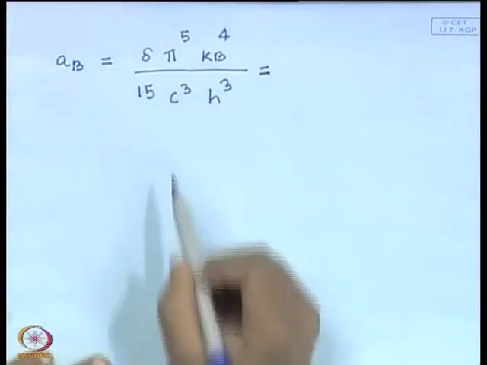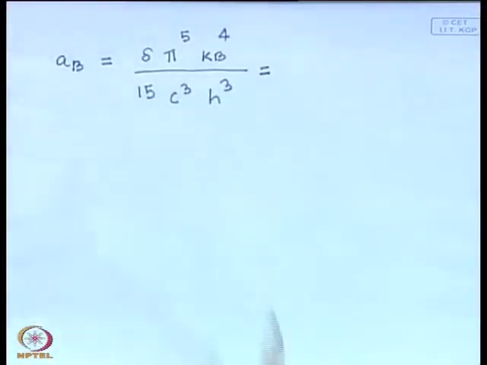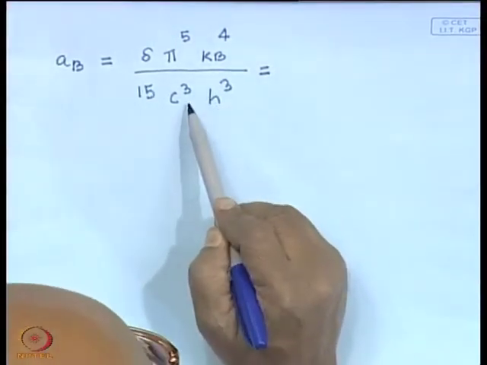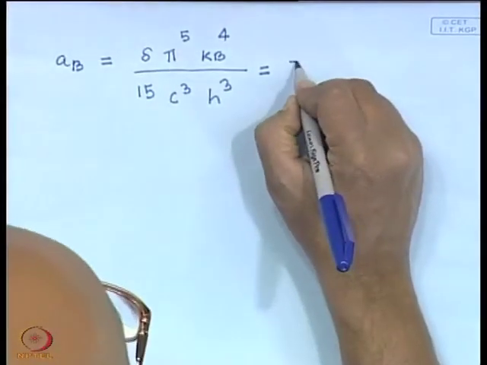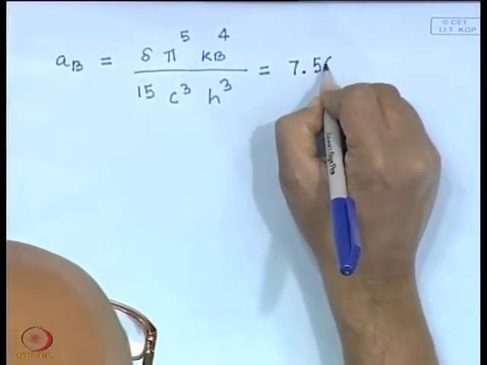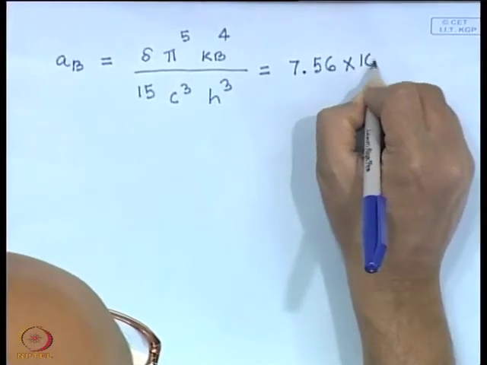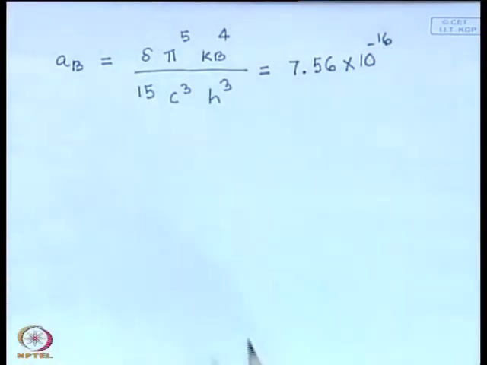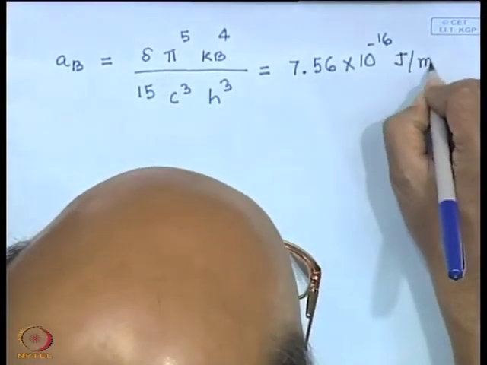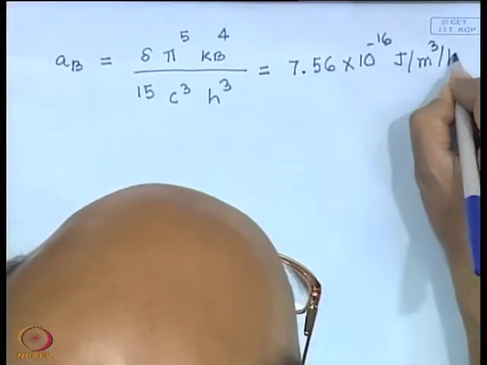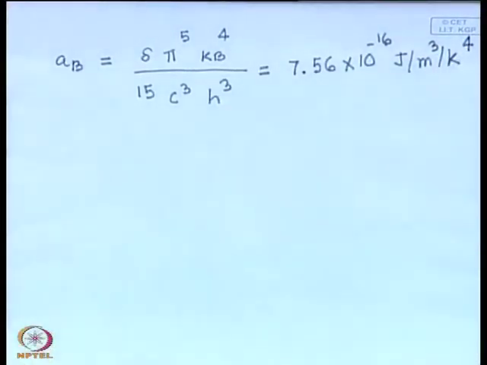These are all fundamental constants: the Boltzmann constant, the Planck constant, the speed of light, and pi. So, you put in all the values, and what you get is that this is equal to 7.56 into 10 to the power minus 16 joules per meter cube by Kelvin to the power 4.